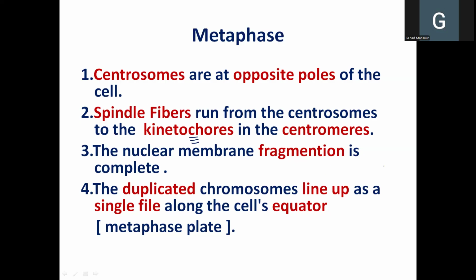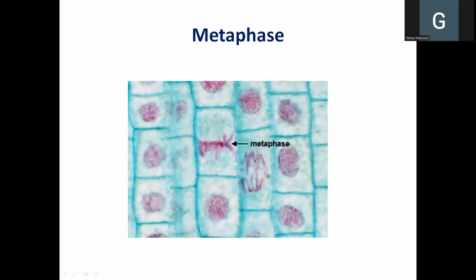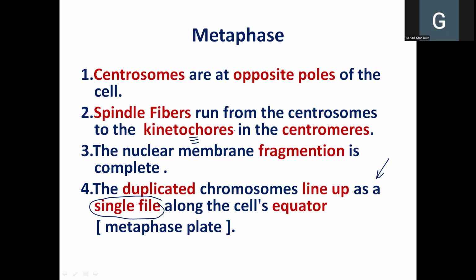And one of the most important events in mitosis is the lining up of the duplicated chromosomes as a single file along the cell's equator, which we call the metaphase plate. This is the metaphase plate. It is the cell's equator at which the duplicated chromosomes align. Why do we say as a single file? Because in metaphase of mitosis, every duplicated chromosome stands alone.